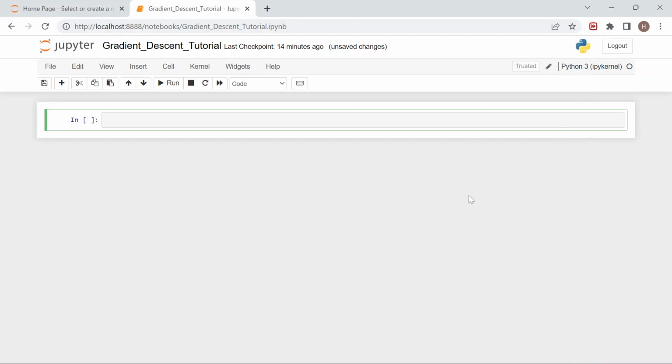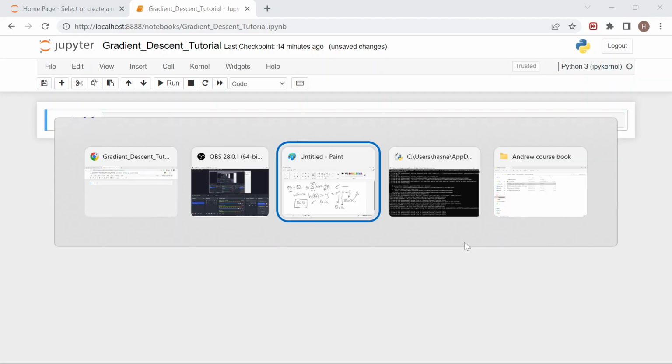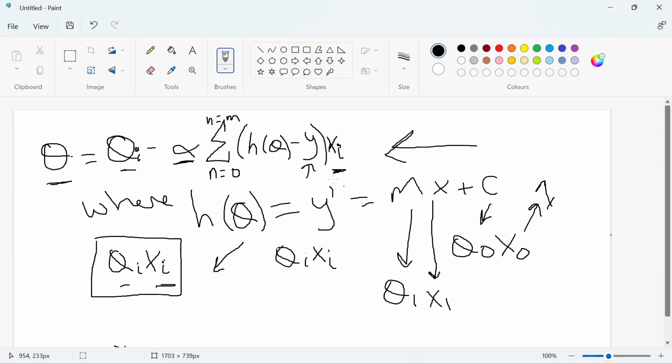Hey guys, in this video I'll be doing a simple gradient descent with one feature and one bias term, but you can do this for as many features as you want, tens or hundreds. For simplicity I will do it just for one. And just for formality I will show you the equations we are solving.